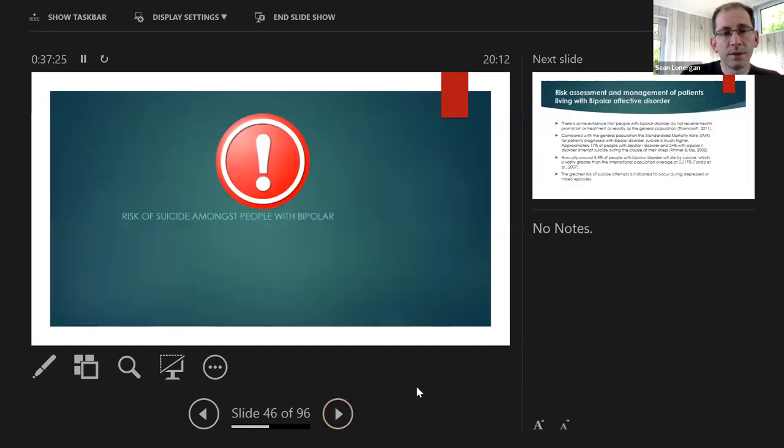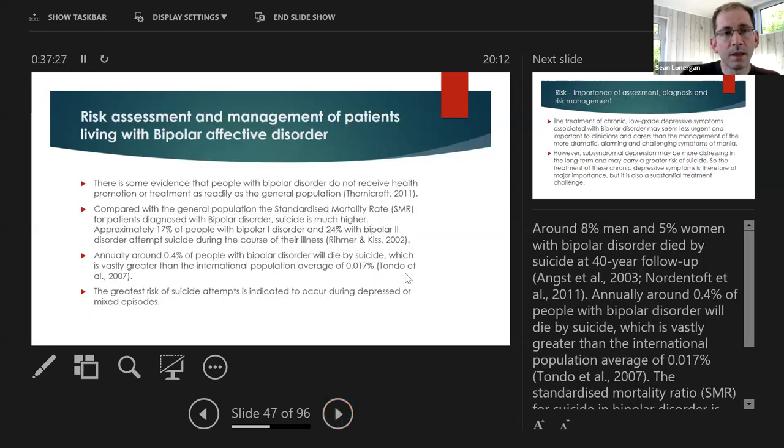So in terms of risk of suicide amongst people with bipolar, there is some evidence that people with bipolar disorder do not receive help, promotion, or treatment as readily as people in the general population. Compared with the general population, the standardized mortality rate for patients diagnosed with bipolar disorder for suicide is much higher. Approximately 17% of people with bipolar 1 disorder and 24% of people with bipolar 2 disorder attempt suicide during the course of their illness, which is a remarkably high proportion.